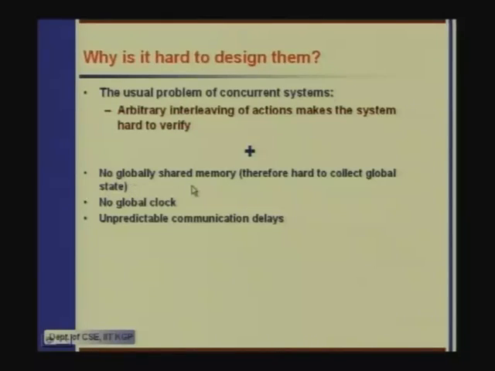The next problem is there is no globally shared memory, therefore, it is hard to collect the global state. How do we find out what is the global state of the system? That is a very hard problem. Yes.